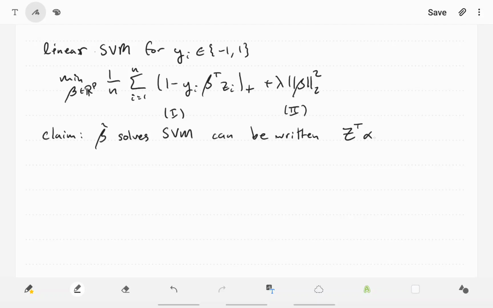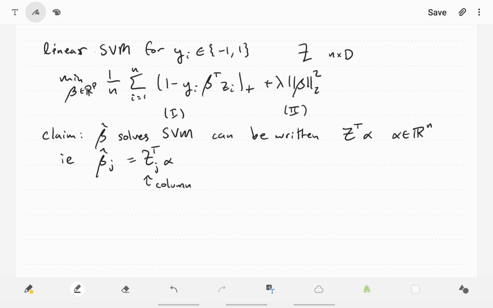as Z transpose alpha for some alpha in Rn, right? The way we can think about this is beta hat j, the jth component of this, is equal to capital Zj transpose alpha, where this is a column of the new design matrix. And our capital Z here, this is our n by capital D design matrix.